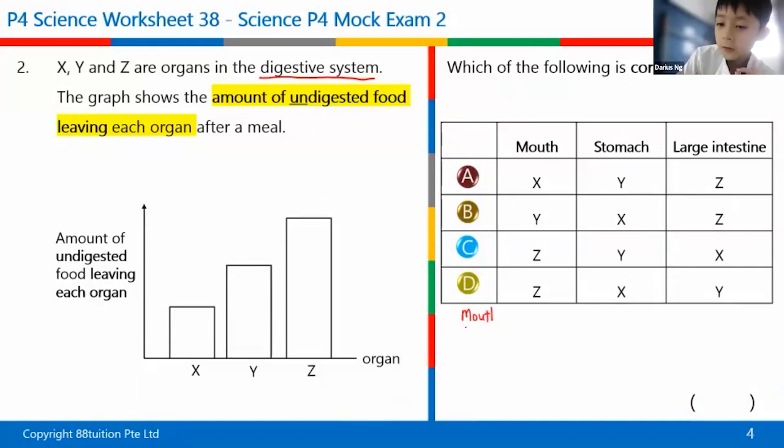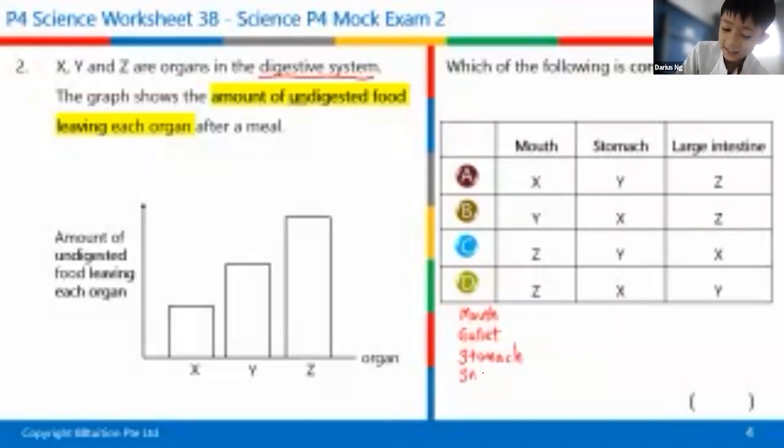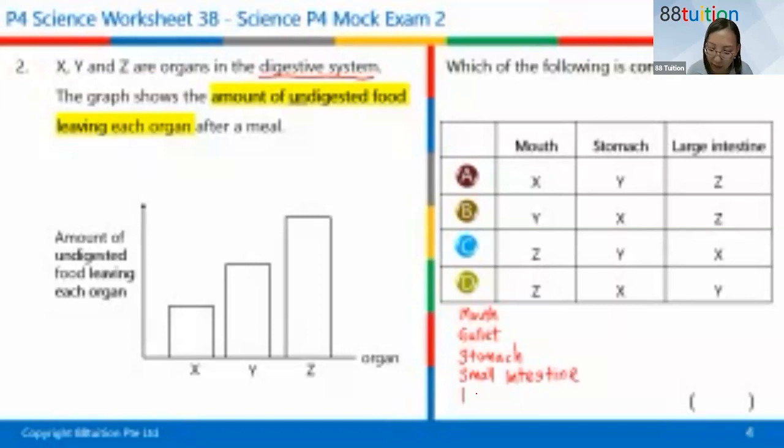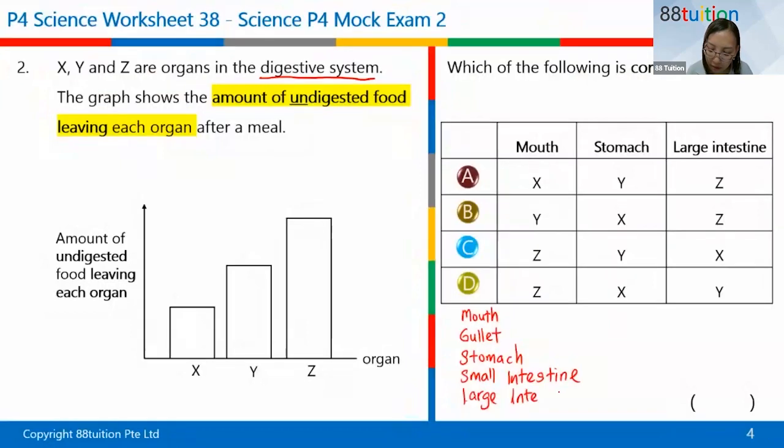Mouth. After mouth is what? Gullet, stomach, small intestine, large intestine, and the anus. Okay, well done, Darius. Small intestine, followed by large intestine, and then you have the anus, where your poop comes out.